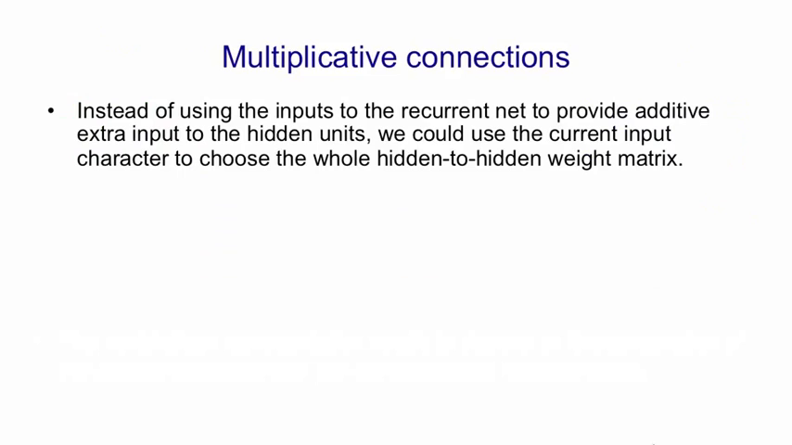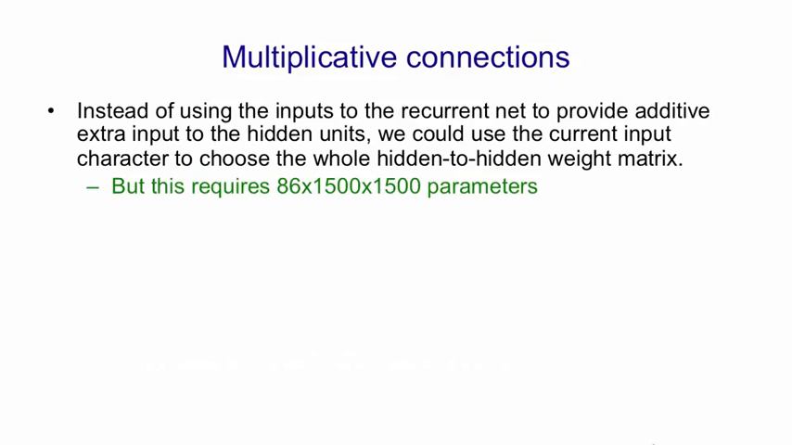So we're going to try and capture that by using multiplicative connections. Instead of using the character inputs to the recurrent net to give extra additive input to the hidden units, we're going to use those characters to swap in a whole hidden-to-hidden weight matrix. The character is going to determine the transition matrix. Now if we did that in the naive way, we'd have each of the 86 characters define a 1500 by 1500 matrix, and that would be a lot of parameters. If we have that many parameters, the net's likely to overfit unless we run it on a huge amount of text for which we might not have time.